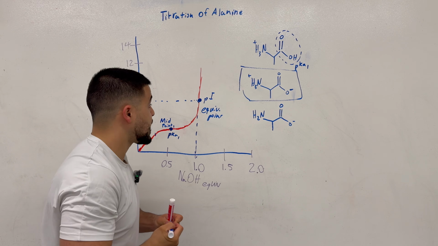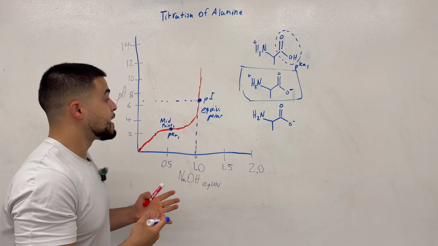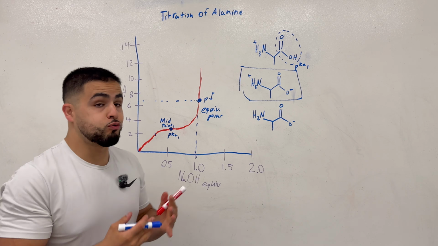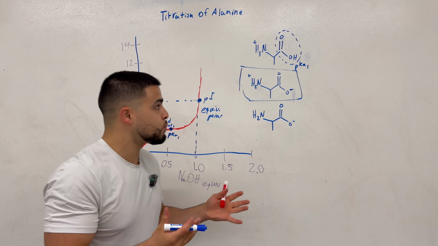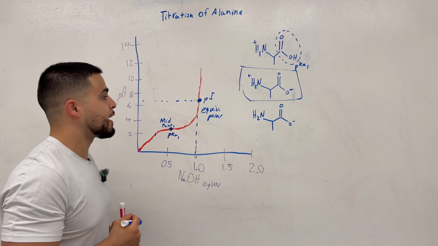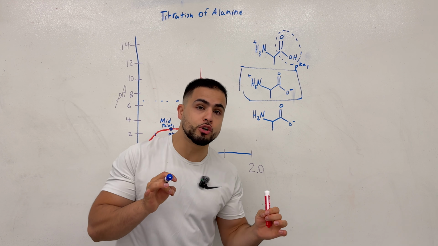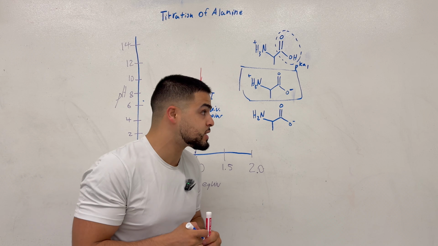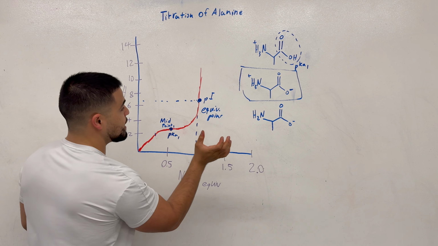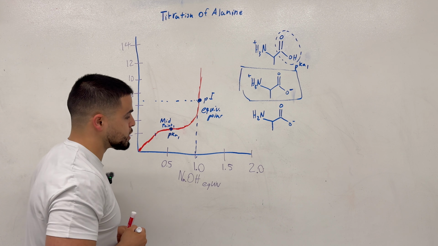So quick MCAT tie-in, they can either ask you, like, at the equivalence point, which form of the amino acid exists? Well, you know it's the zwitterion form. They can also ask you at which point on the titration curve do you hit the PI value of an amino acid? Well, if it's a neutral amino acid, then it's the first equivalence point.